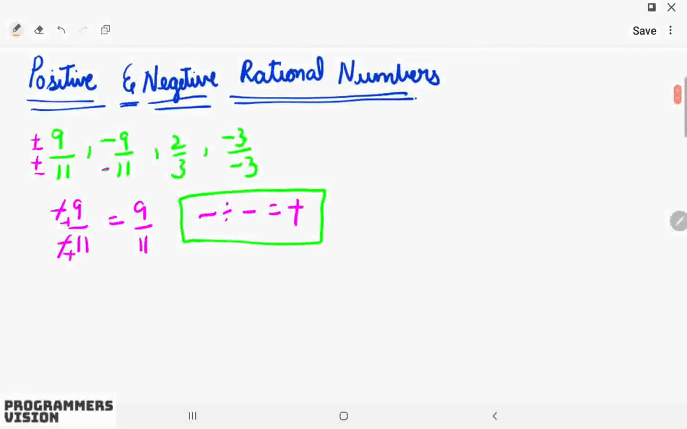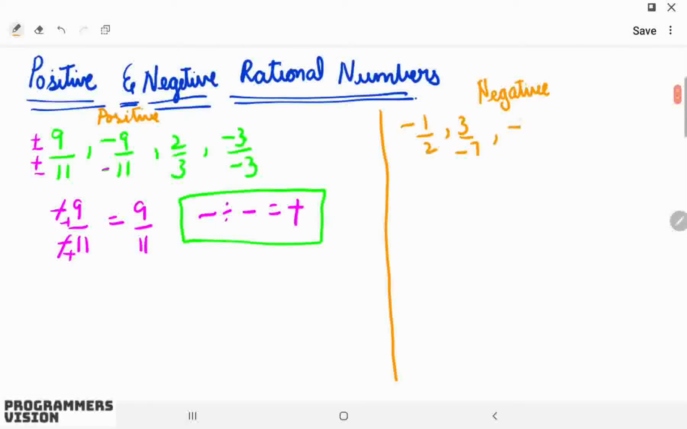Now let's come to negative rational numbers. A rational number is said to be negative if its numerator and denominator are such that one of them is a positive integer and the other is a negative one. Let's take an example to understand it more clearly. Minus 1 by 2, 3 by minus 7, minus 72 by 5, 5 by minus 12, etc. are negative rational numbers. Here, as you can see, either the numerator or the denominator has the negative sign.